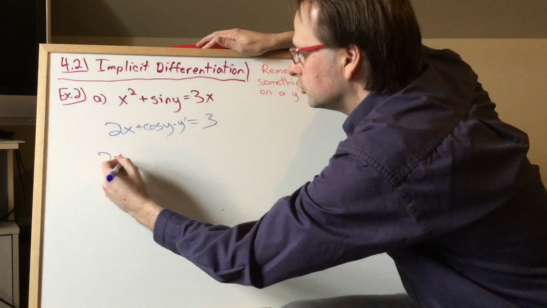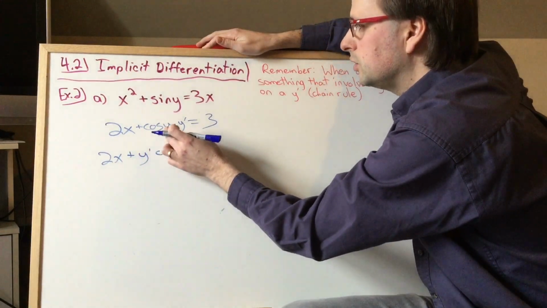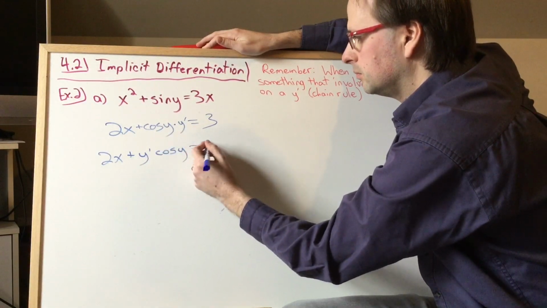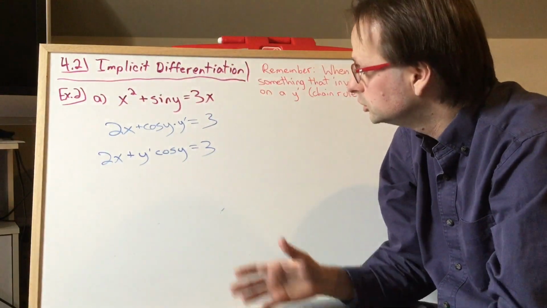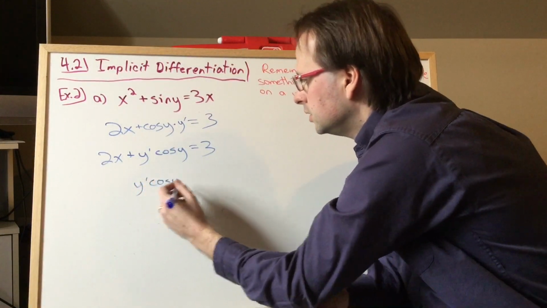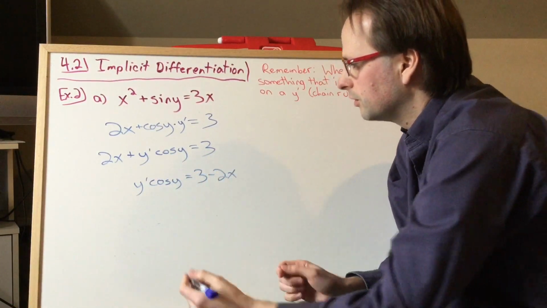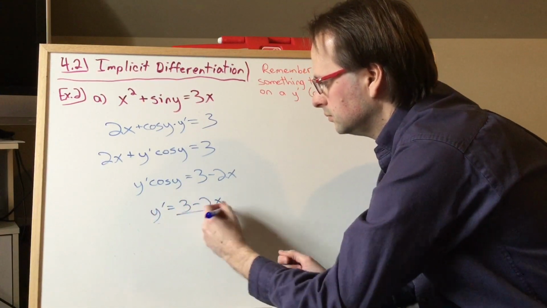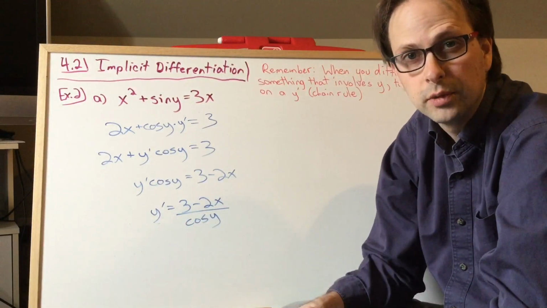Now, I want to rewrite it so that I'm clear what's going on with this y prime. It's not in with the angle here. We're not taking its cosine. It's y prime times the cos of y equals 3. After that, getting y prime on its own shouldn't be too big a deal. We've got y prime cos y equals 3 minus 2x, and then we can just divide by cos of y. And there we go. There's our derivative.